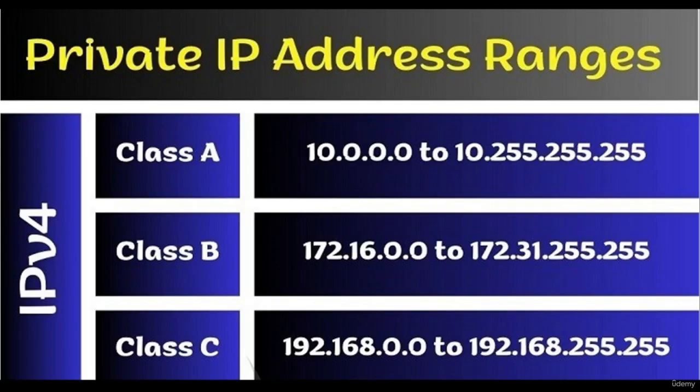Next we have the private IP address ranges. Guys, these are all private IP address ranges. These private IP addresses work only in the internal network, like a local area network. What's the use of private IP addresses? They help in conserving public IP address space, and they add an extra layer of security to the internal network. So guys, let's see how we can check the IP address.